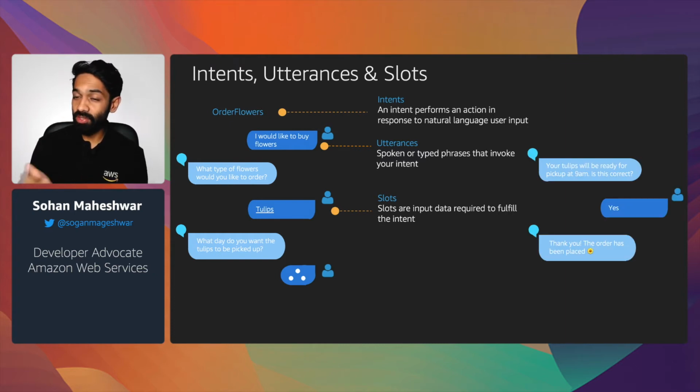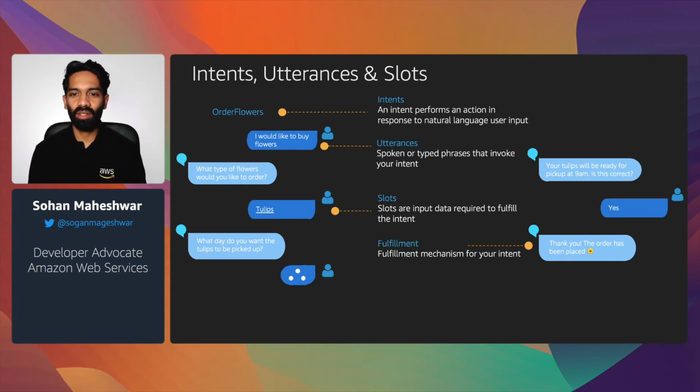You'll also see that this is how the conversation would typically end, where the bot says something like, "Hey, your tulips will be ready for pickup at 9 a.m. Is that correct?" And the user says yes. And the bot says, "Thank you, your order is placed," and there's a nice little emoji there as well. So this is what we call the fulfillment, where after all of this conversation, your backend is fulfilling the user's request. And again, your backend could typically be a Lambda function, which talks to your services that you've already built in your startup or your enterprise.